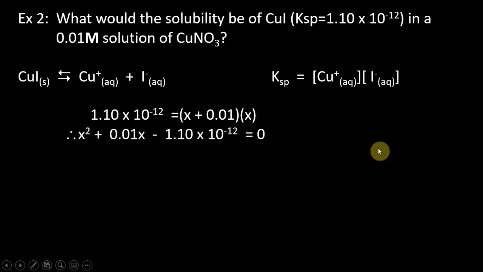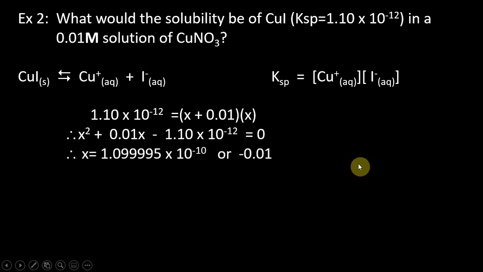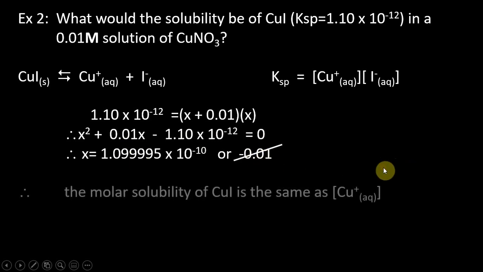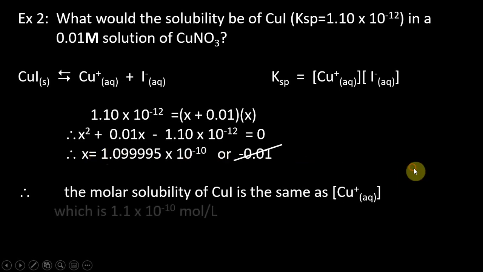Solve for our quadratic. We get the two values again. One is positive, one is negative. The negative one doesn't make any sense, so we can get rid of that, which means the other one has to be our concentration. And so we would have a molar solubility of 1.0999995 times 10 to the minus 10, or, two sig digs, so 1.1 times 10 to the minus 10.